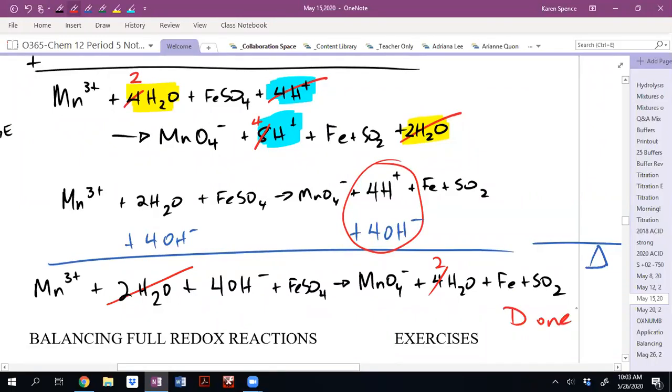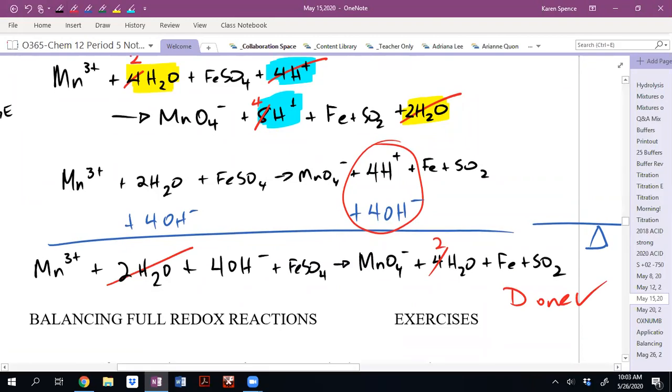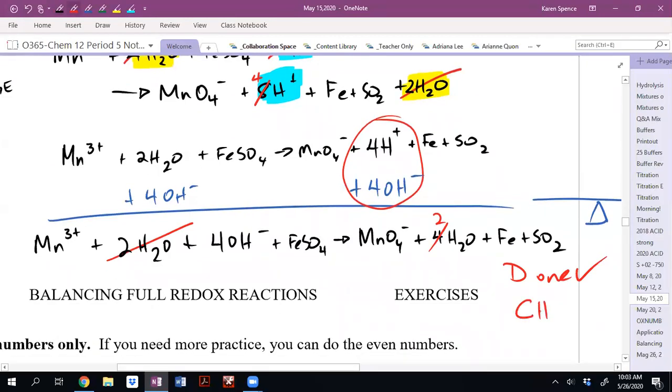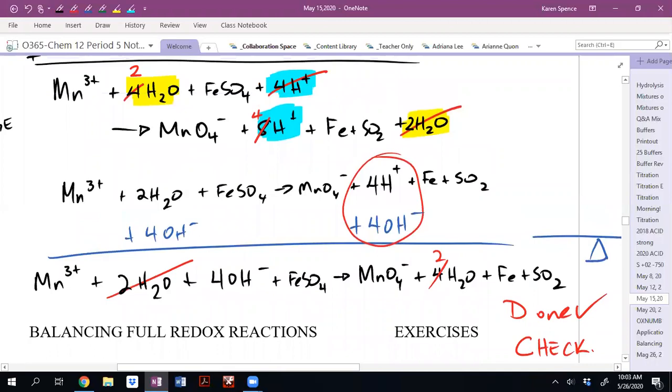Have we forgotten anything else? What should you do at this point when you're like, yeah, I'm done? You should check. Check and make sure everything works out. Start by checking the charge. If the charge doesn't work, then you're pretty much screwed and you got to go back and look at things. Over here we have 3 positive and 4 negative, which gives us a -1 charge on the left. On the right, oh look, we have a -1 charge. Yay! So it's looking good.